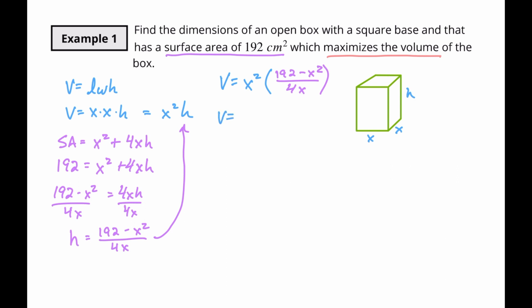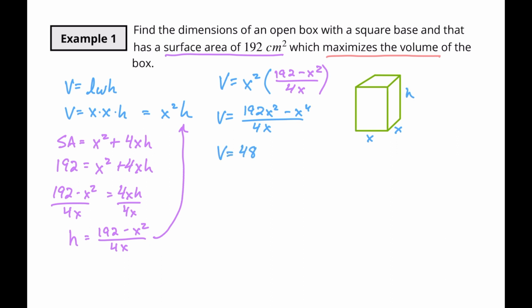So our volume is going to equal 192x squared minus x to the fourth all over 4x. If I start simplifying that a little bit, I'm going to get 48x. That's doing this piece here. And now I've got to simplify this piece, and I'm going to subtract 1/4 x cubed. Believe it or not, all of this up until this point is step number 1.